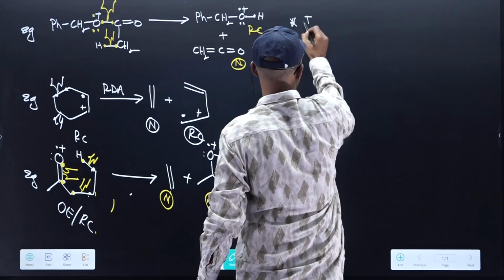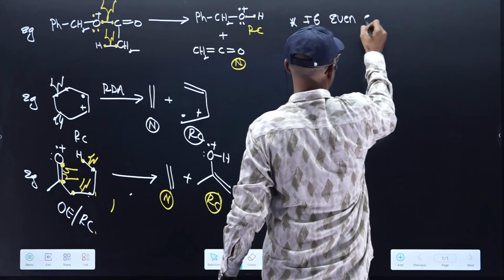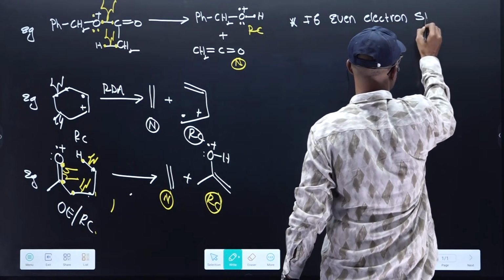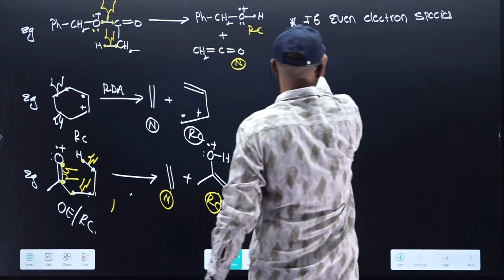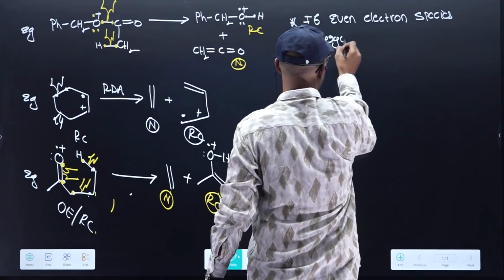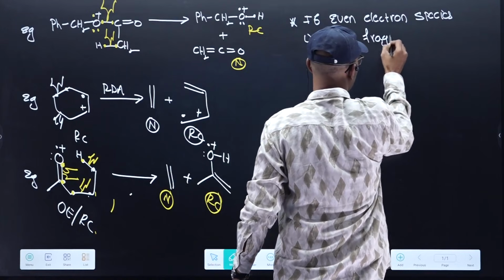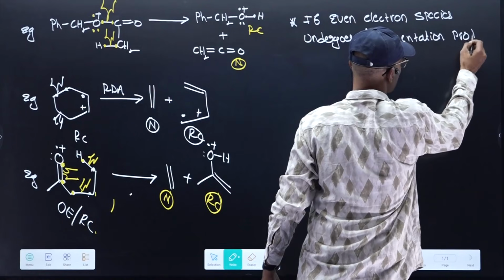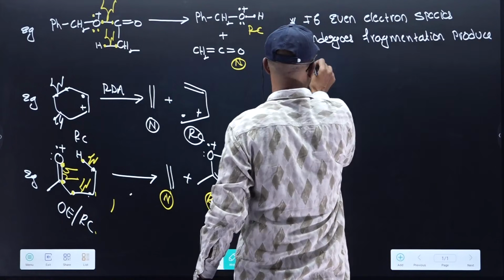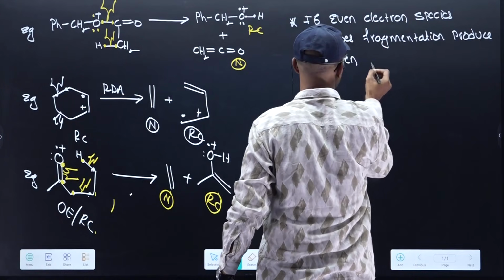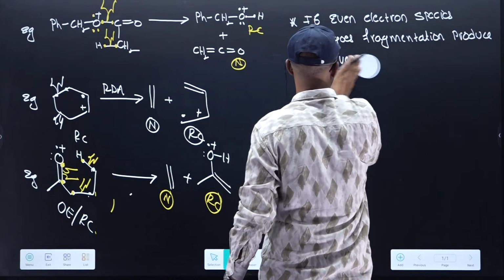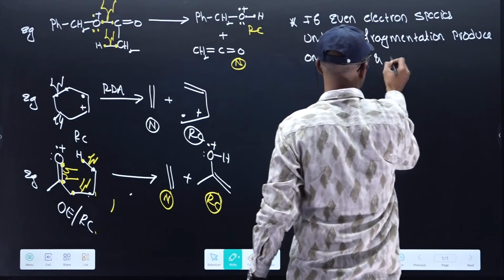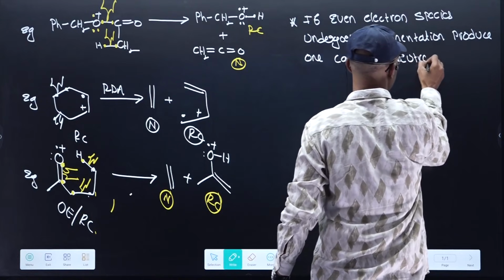Right. If an even electron species undergoes fragmentation, what they produce is two even electron ions, or two even electron species. Otherwise, you write one cation and one neutral species. This is your third rule.